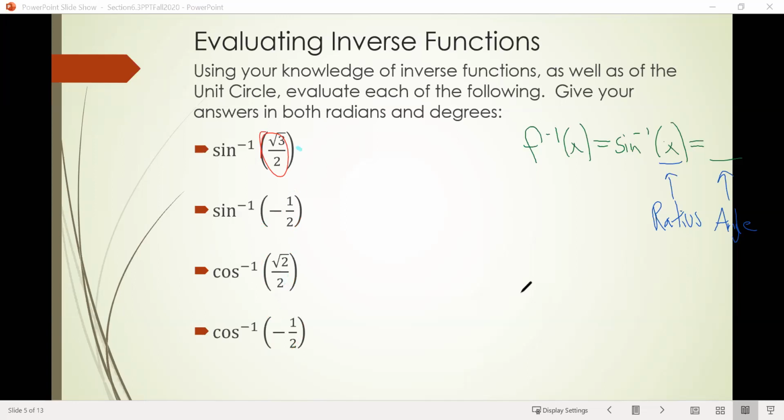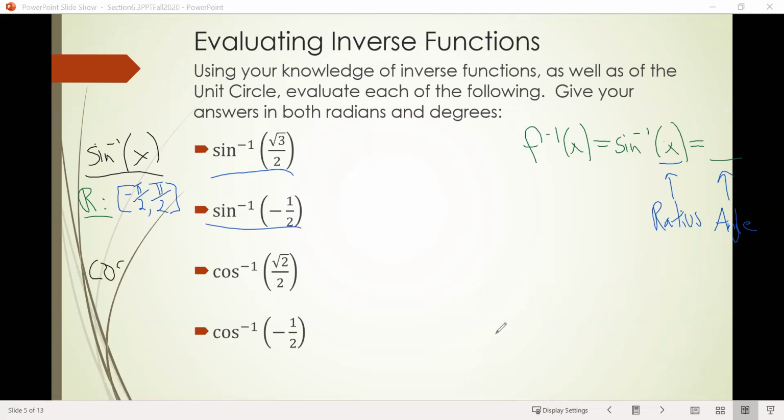The other thing we need to keep in mind as we do these problems is the range of each of these functions, which is something we looked at in the first video for this section. Recall that the range for inverse sine was negative pi over 2 to pi over 2. So any outputs that we get from these inverse sine functions here need to be within that range.